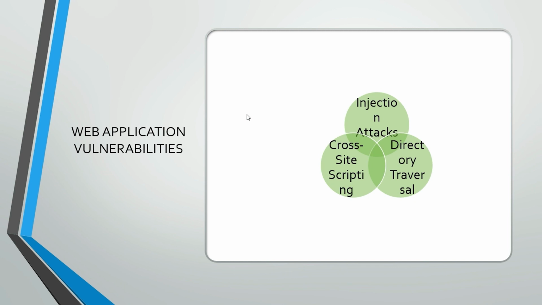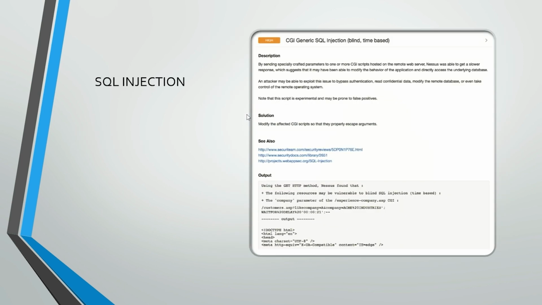Okay. Web application vulnerabilities. We've got injection attacks. Sorry about the slide. It looked better an hour or two ago. Cross-site scripting, and then we have directory traversal attacks. Okay. SQL injection, another small one here. SQL injection is nothing more than sending handcrafted SQL code through a web page, and you're trying to get some sort of response from your server.